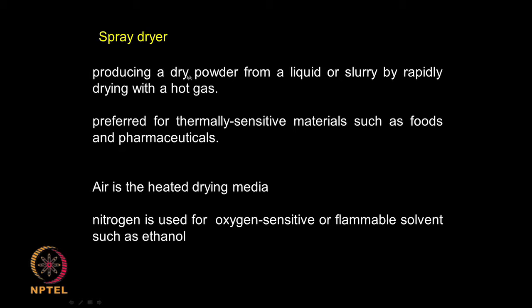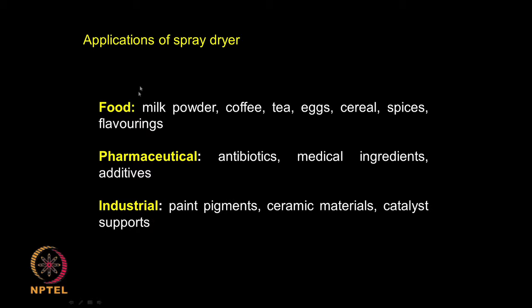So, you can get a dry powder from a liquid or a slurry. This is very good for thermally sensitive material. So, you do not have to heat much, but you apply very high vacuum and air is heated and it flows and carries away the moisture. Sometimes you can even use hot nitrogen if the material is oxygen sensitive or if a flammable solvent is there. So, where do you use them?